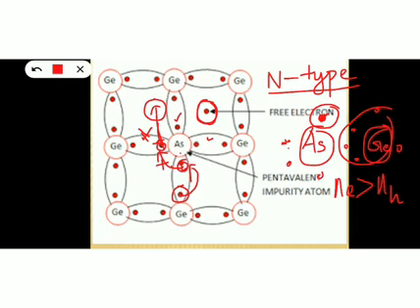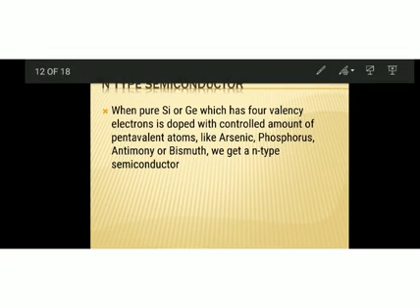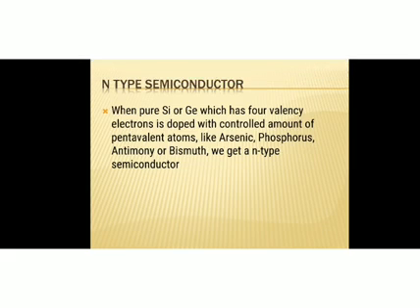What are the examples? When arsenic, antimony, phosphorus, or bismuth are added to a silicon or germanium atom, the same procedure applies. What happens? An N-type semiconductor is obtained. And in an N-type semiconductor, negatively charged electrons are the majority carriers.